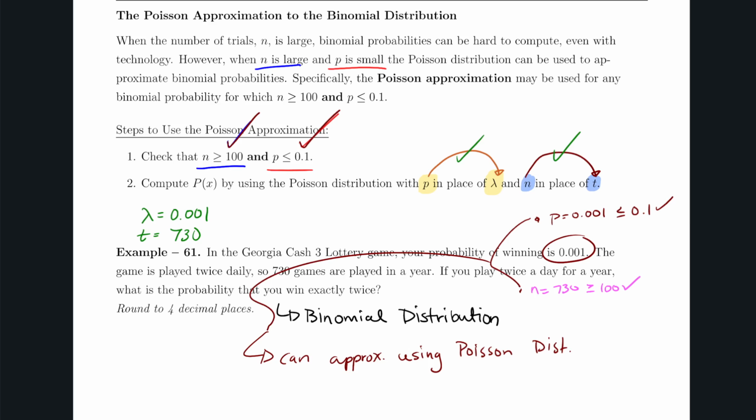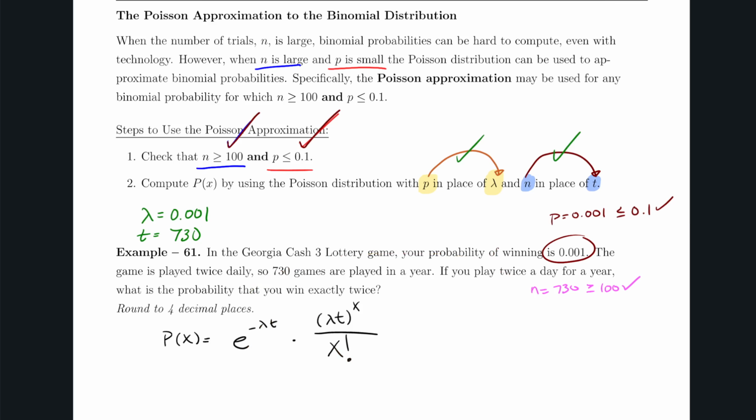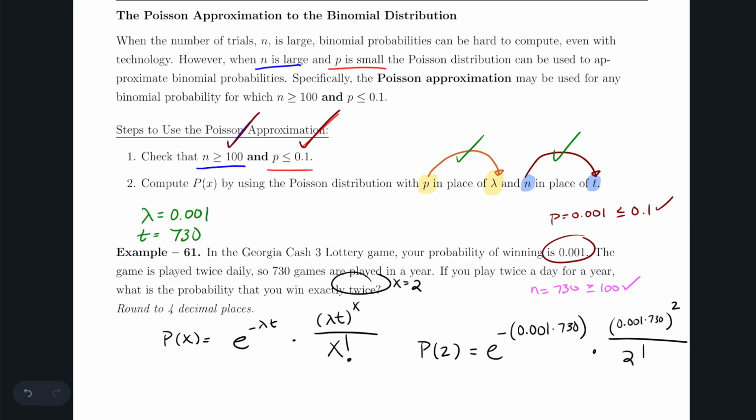And now I just need to get the probability formula from a previous page, so let's look at that and write that down in general. So the formula for the Poisson distribution in general is e to the negative lambda t times lambda t to the x over x factorial. In this particular case, we want to win exactly twice. That's my x value. So we know lambda, we know t, we know x. We'll plug this in. The probability of winning twice is e to the negative lambda times t times lambda times t to the x value over x factorial.